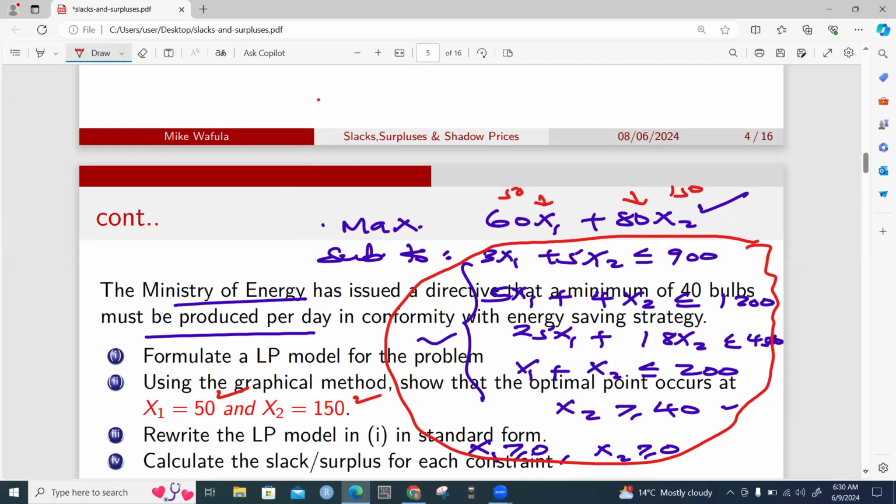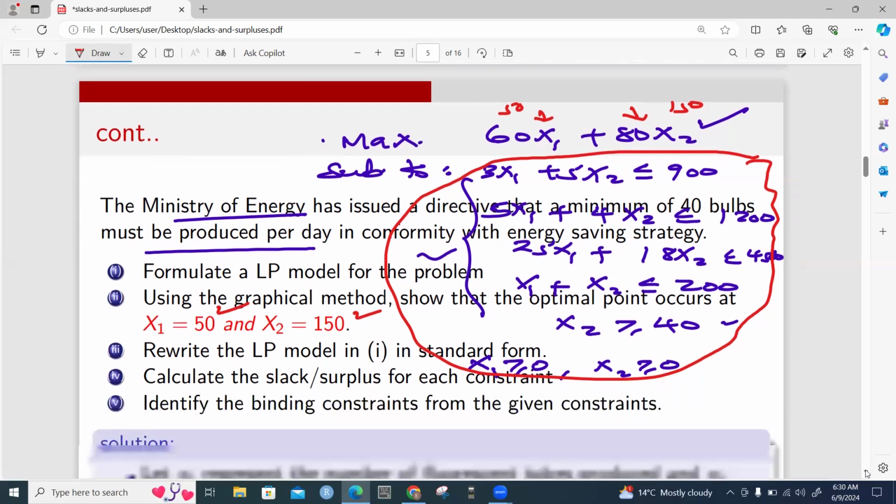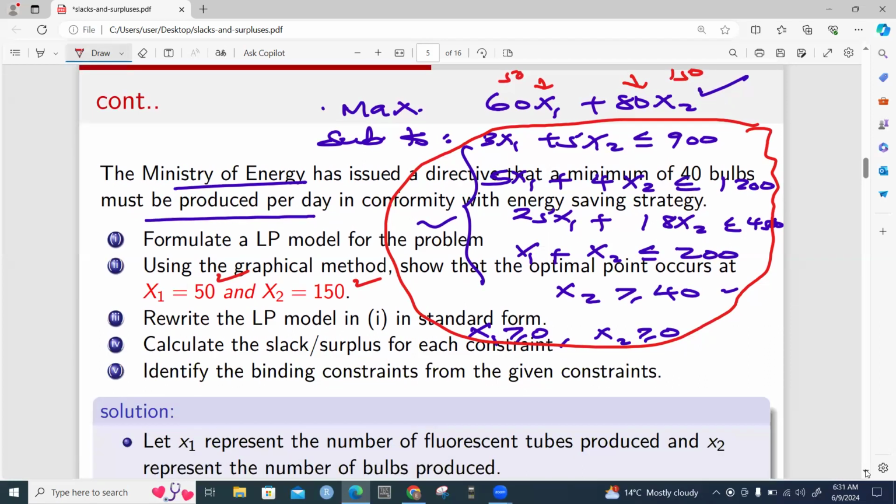Although the intention of this video is not to help us solve a linear programming problem graphically, because we have seen that before, we want to now see, once you have gotten this solution, how does it relate to what we want to discuss today on slacks, surpluses, and shadow prices.